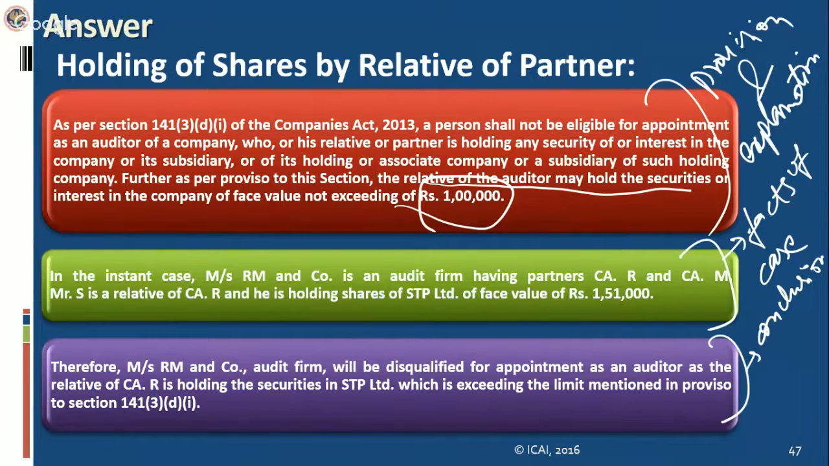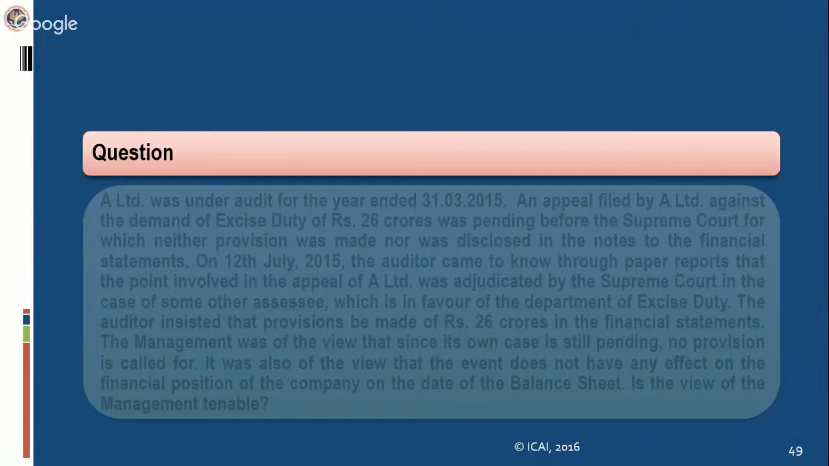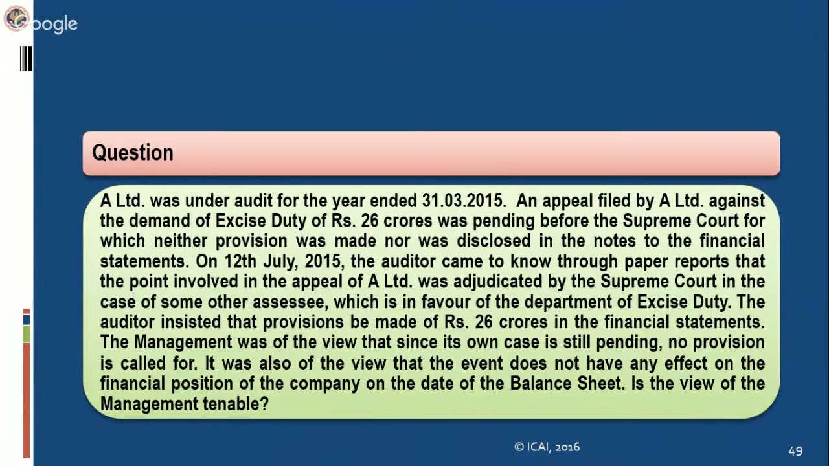Therefore, that is the conclusion part you need to write. Therefore, Mrs. RM and Company, that is the audit firm, will be disqualified for appointment as an auditor because the relative of CAR is holding securities in STP Limited, which is exceeding the limit mentioned in proviso to section 141(3)(d)(1) of the Companies Act 2013. This is how you can present your answer to a given situation. Now, I'll take another example. This kind of case study you may get in your examination. This is just an example, student, please note.